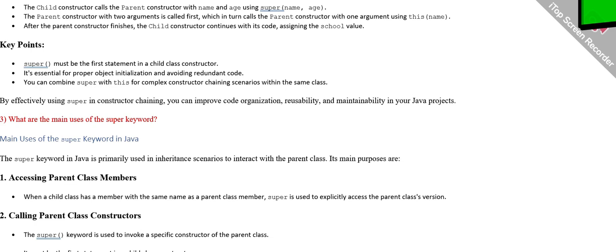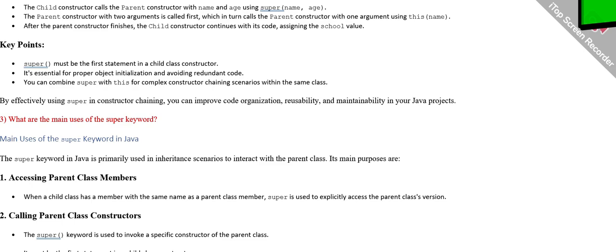3. What are the main uses of the super keyword? Main uses of the super keyword in Java. The super keyword in Java is primarily used in inheritance scenarios to interact with the parent class. Its main purposes are: 1. Accessing parent class members. When a child class has a member with the same name as a parent class member, super is used to explicitly access the parent class's version.